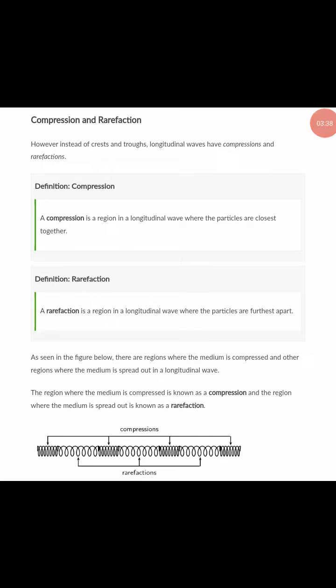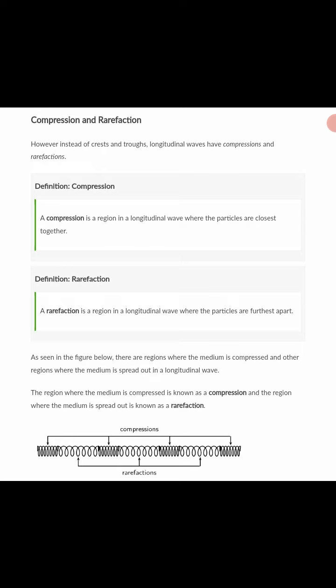Okay, so for longitudinal waves, we have compressions and rarefactions. What we have for a transverse wave are the crests and the troughs, but for a longitudinal wave, we have the compressions and the rarefactions. A compression is a region in the longitudinal wave where the particles are packed together. They are closest together, while rarefactions are where they are spaced apart. They are further apart. You can see in the diagram below the regions of compressions, they are packed together, and the regions of rarefactions, they are separated.